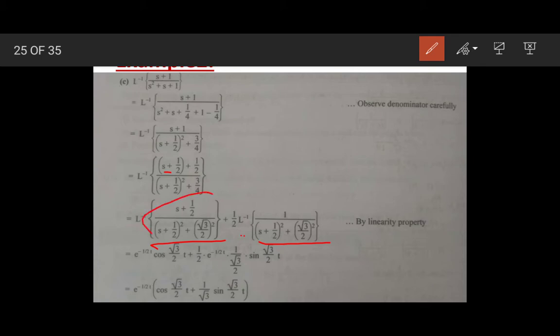Okay. Now I am taking e raised to minus half t because here it is s plus half. So that means I have to do the shifting property. I have to remove that shifting property. So by removing the shifting property, I will get e raised to minus half t into the remaining term, which is Laplace of cos root 3 upon 2t. So inverse Laplace will be e raised to minus half t into cos root 3 upon 2t plus half as it is.